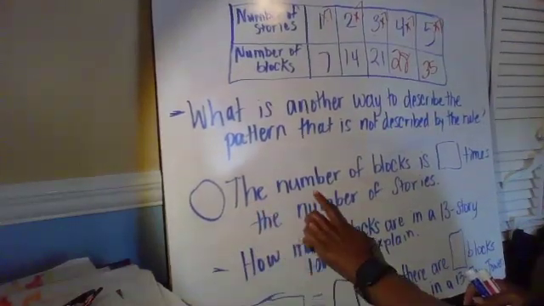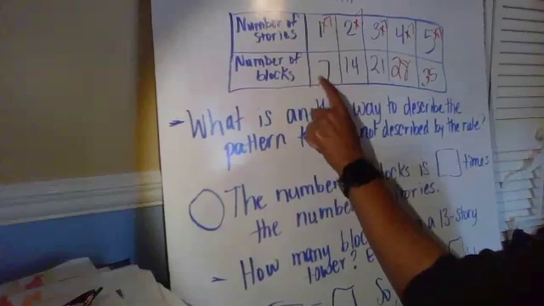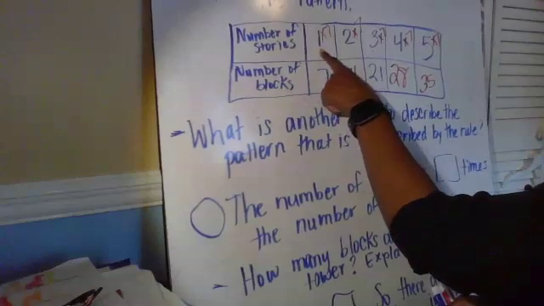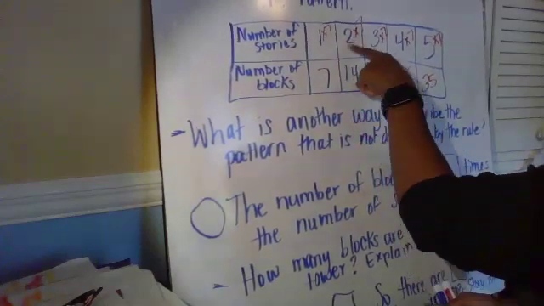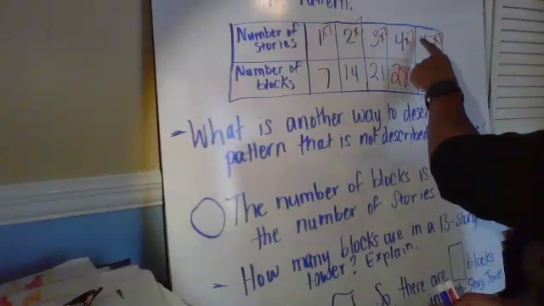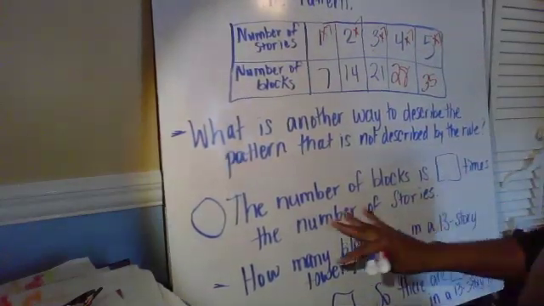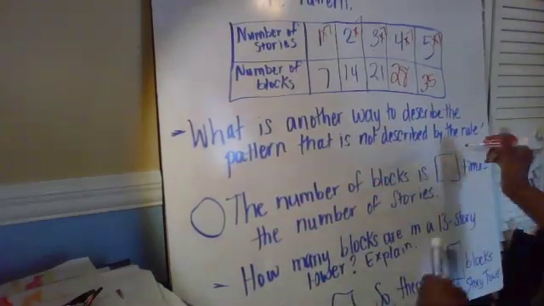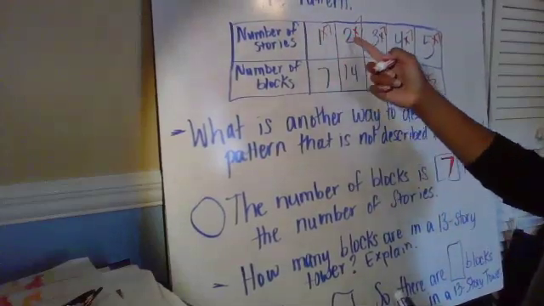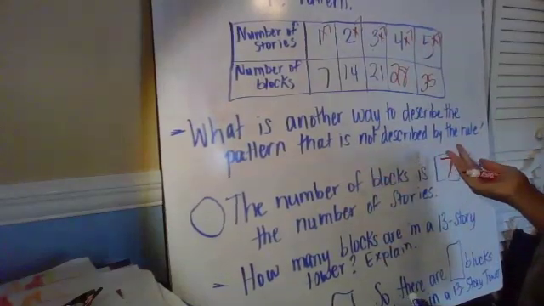This is saying the number of blocks is blank times the number of stories. So let's look back at our table. 7 equals blank times 1. Well, 7 times 1. 14 equals blank times 2. Well, 7 times 2. 21 equals 7 times 3. 28 equals 7 times 4. 35 equals 7 times 5. So the number of blocks is 7 times the number of stories. Everything that we did, we just multiplied our number of stories by 7. So we're basically repeating what we just did, but in sentence form. That's really all they're asking for here.